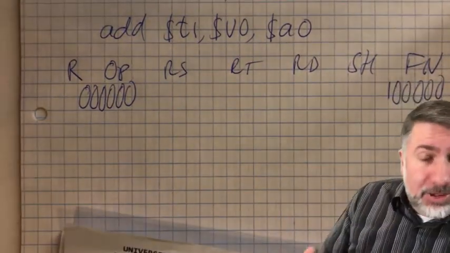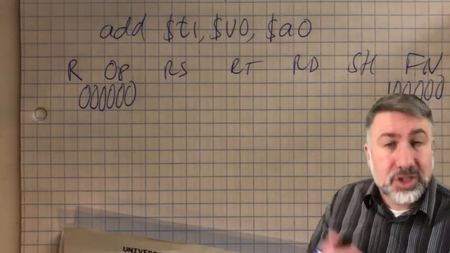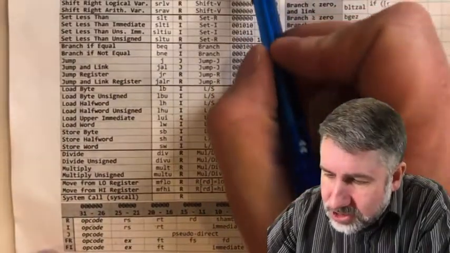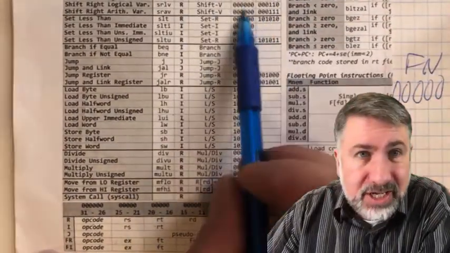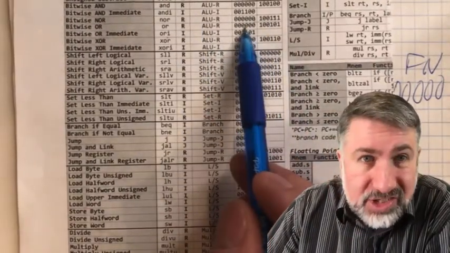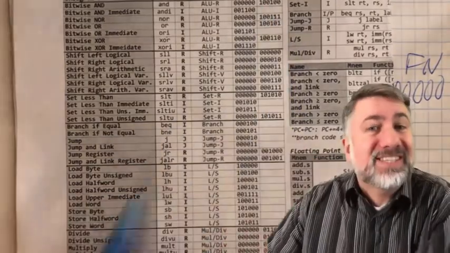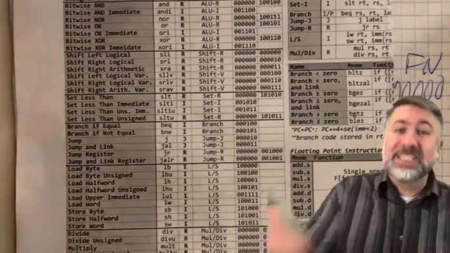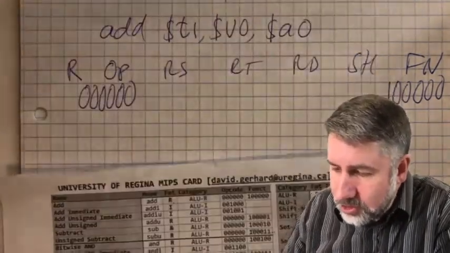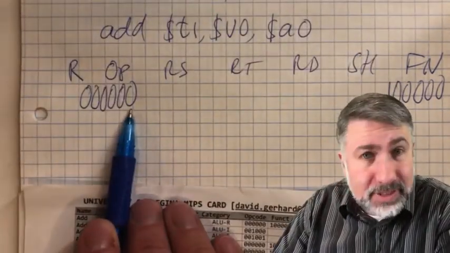Now, ALU type instructions are special in that the opcode is always 0. If we look at this, the opcode is 0 for all the R-type instructions. Almost all R-type instructions have an opcode that's 0, and the function code extends that opcode. We talked about this again when we built the hardware, but this is how you do this in MIPS. Okay, so the opcode is 0, 6 bits.